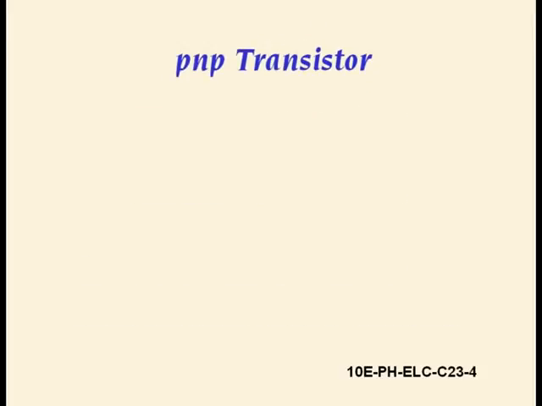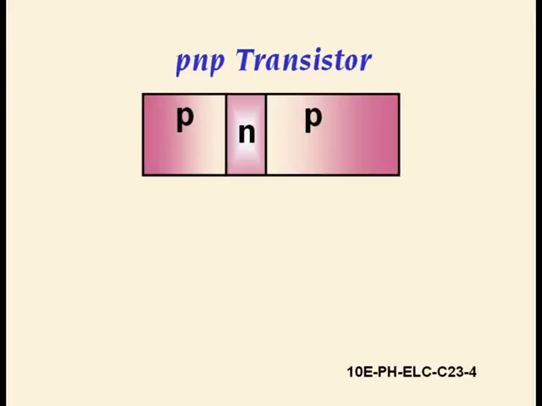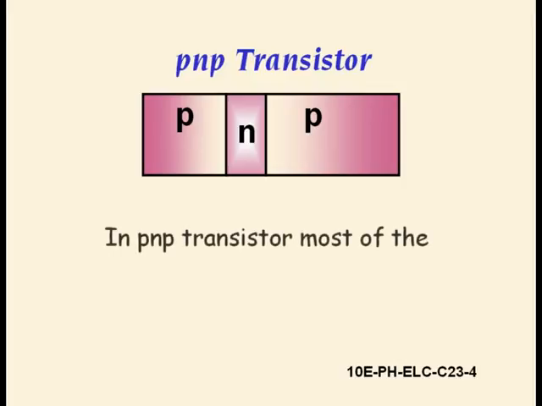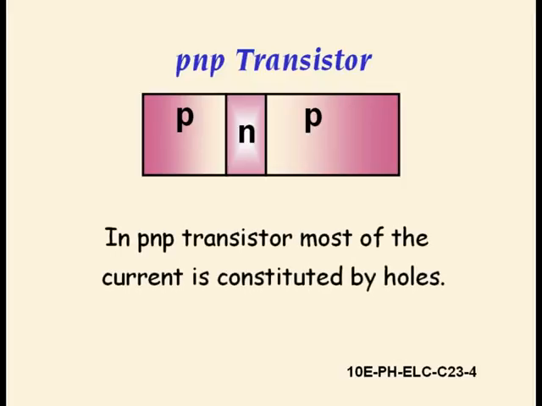PNP transistor. PNP transistor consists of one N region sandwiched between two P regions. As there are two P regions in this type, most of the current is constituted by holes. Now let us understand the different regions of transistors.